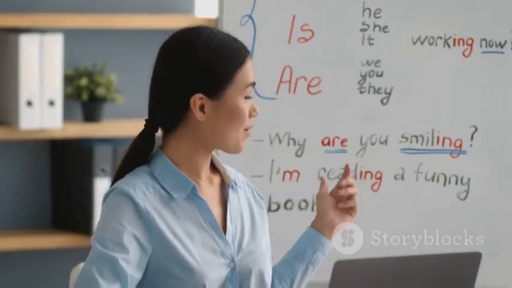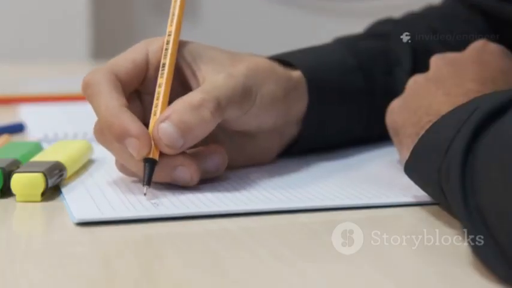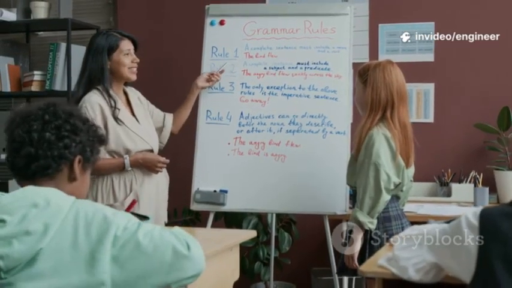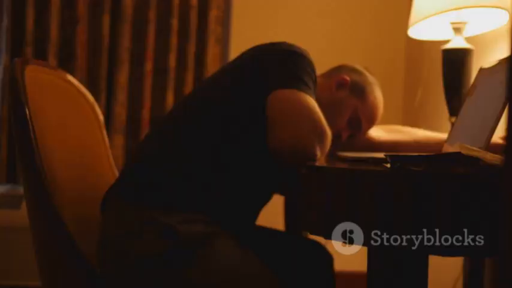Now let's look at negative sentences with the verb to be. To make a sentence negative, we simply add the word not after the verb. This is a very simple and useful rule. For example, the positive sentence I am a doctor becomes I am not a doctor. The sentence he is tired becomes he is not tired.